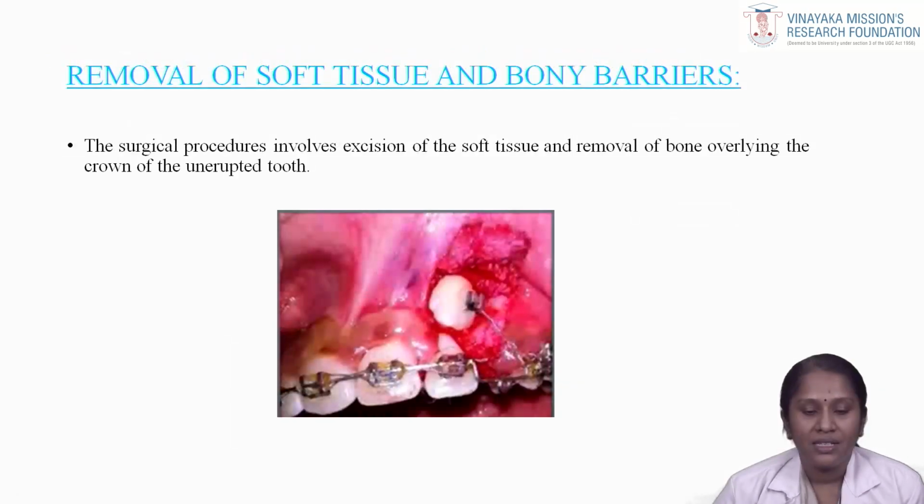The last one is removal of soft tissue and bony barriers. In some cases, usually the canine is impacted. So we need to do a surgical procedure like incision of the soft tissue, the gums, and removal of the bone overlying the crown of the unerupted tooth. And with a fixed appliance, we bring the canine into alignment. For this purpose, we need to do removal of soft tissue and bony barriers in interceptive orthodontics.